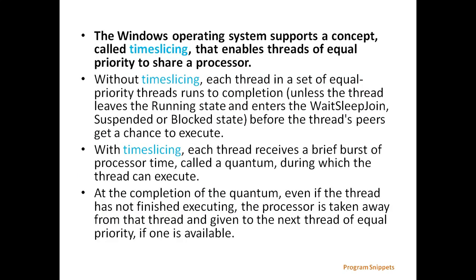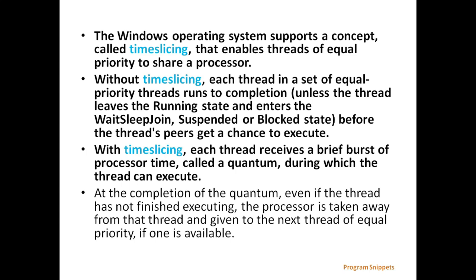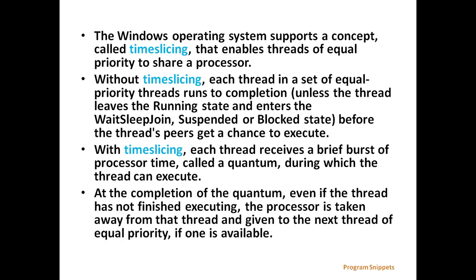The Windows operating system supports a concept called time slicing that enables threads of equal priority to share a processor. Without time slicing, each thread in a set of equal priority threads runs to completion before the thread's peers get a chance to execute. With time slicing, each thread receives a small processor time called a quantum, during which the thread can execute. At the completion of the quantum, even if the thread has not finished executing, the processor is taken away from that thread and given to the next thread of equal priority, if one is available.